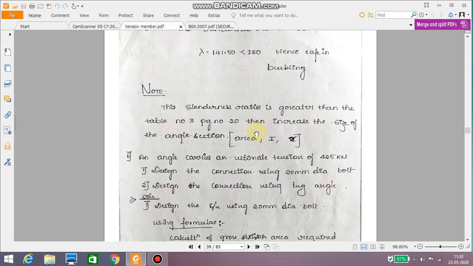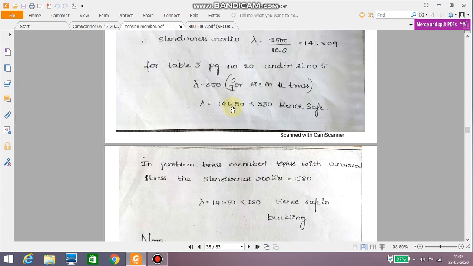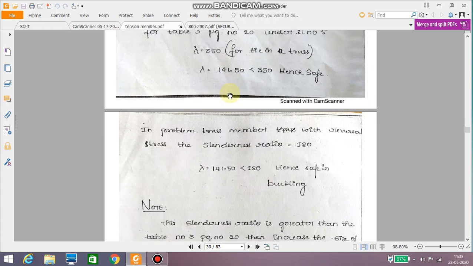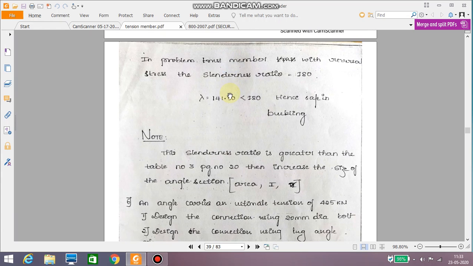So this is how we can solve a few problems when the size of the angle is not given and also the bolted design is not done. We have to do all this, and also if the length of the section is more, then we have to do the check for slenderness ratio also. Table number 3, page number 20 gives a clear idea about the use of slenderness ratio and the check for slenderness ratio. So in the coming video lecture, let us go for the concept of lug angle and also the design of lug angle.